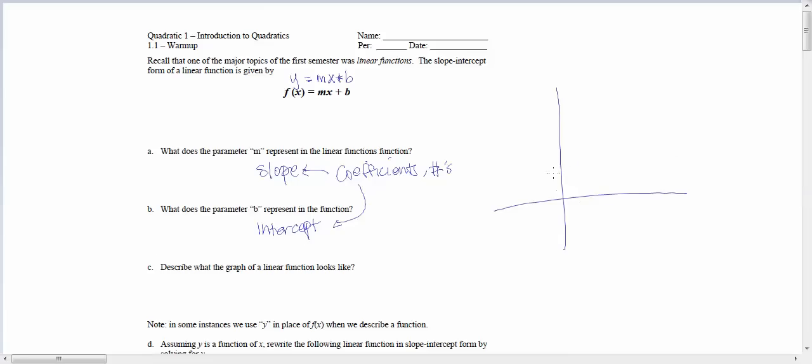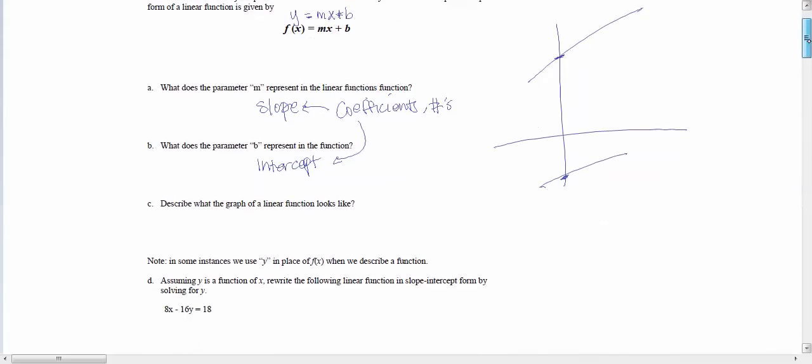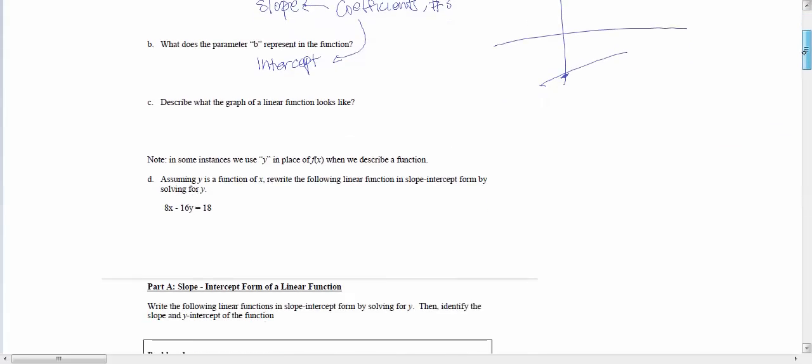The b also governs where this thing lands. So if it's a big b, then this thing crosses the y-axis up here, whereas if it's a little b or even a negative b, the thing crosses way down here. So we're pretty familiar with this. This is what we've covered in the past. So I'm hoping that you guys have been able to hang with this thing.